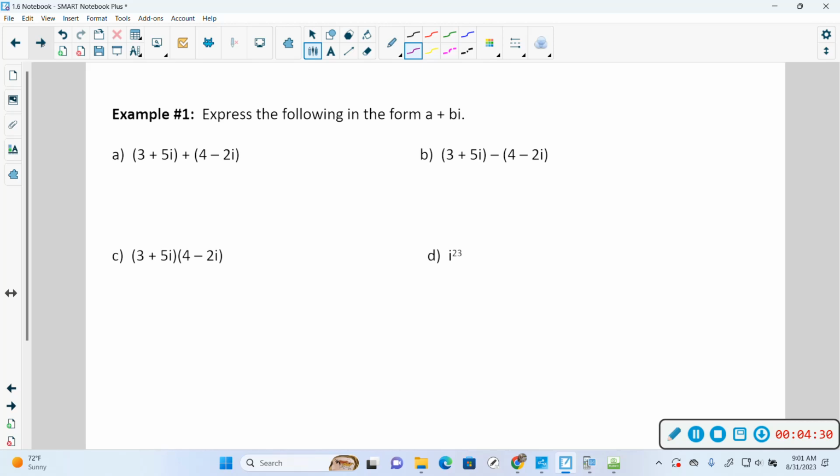Now, quiz tomorrow. So, I don't know, like A, B, and C would be some good problems to know how to do, some good basic imaginary problems. Quiz tomorrow, A, B, and C.